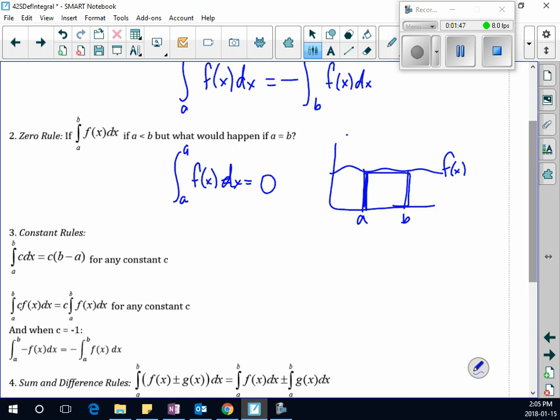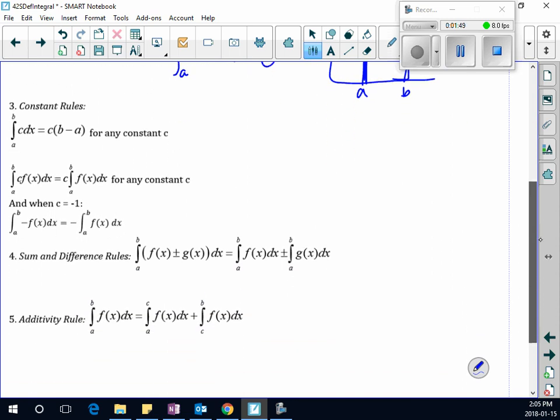Okay, so here are some constant rules, kind of like the constant rules when we did limits. If we have an integral from a to b of c dx, actually we already know this rule, right? If it's a constant, we just take the constant and multiply it by b minus a. However, if we have a constant times a function, we can take the constant out of the integral, integrate the function, and just multiply it by c at the end.